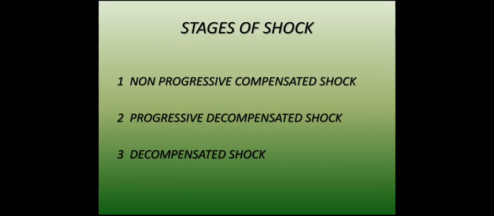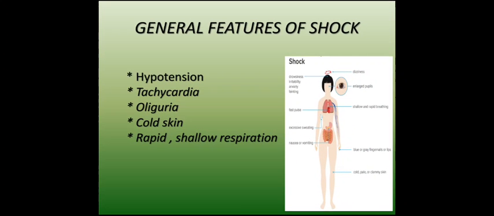Next, what are the stages of shock? First stage is the non-progressive compensated stage. Next is the progressive decompensated stage, and third is the decompensated stage where it is irreversible. So what are the general features of shock? Hypertension, tachycardia, oliguria, cold skin, rapid and shallow respiration. For other clinical features, look at the picture: fast pulse, dizziness, enlarged pupils, drowsiness, shallow and rapid breathing, excessive sweating, nausea and vomiting, blue or gray fingernails or tips, cold and clammy skin.